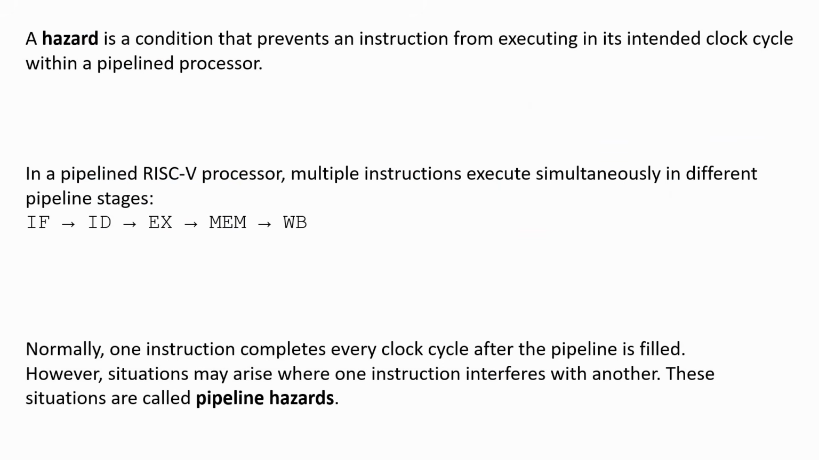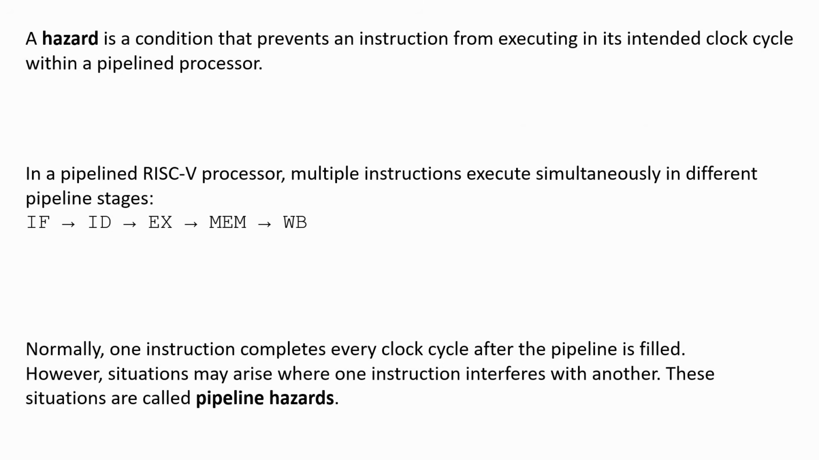First of all, let's understand what we mean by a hazard. Basically, a hazard is a condition that prevents an instruction from executing in its intended clock cycle in a pipelined processor. For example, if I have multiple instructions executing simultaneously in different pipeline stages like instruction fetch, decode, execute, memory, and write back, normally one instruction completes every cycle after the pipeline is filled. However, we might get some situations where one instruction interferes with another.